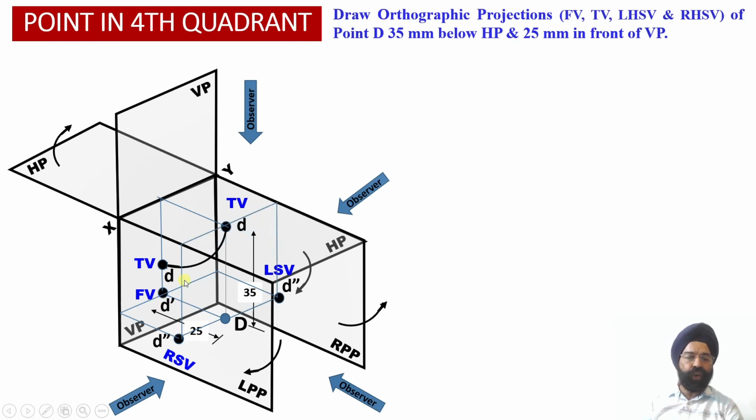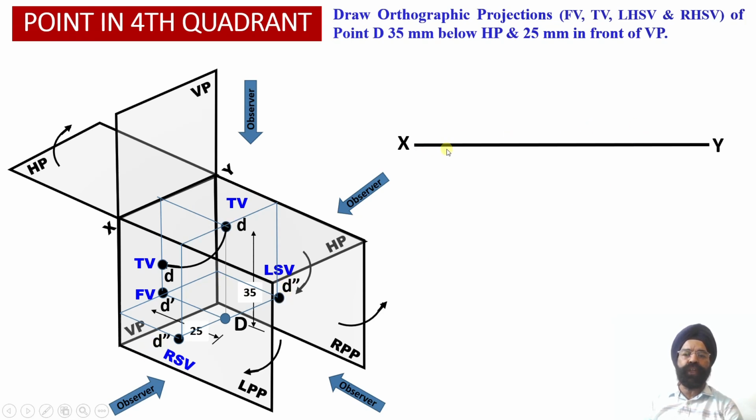Similarly, once we draw these three projector lines, we are able to establish the relationship between the top view orthographic point and the right side view and left hand side view orthographic projections. So now we can check that all of these three orthographic projections are available at a distance of 25 millimeter in front of the vertical plane. This way we have been able to establish the relationship between front view projections, top view projections and the side view projections.